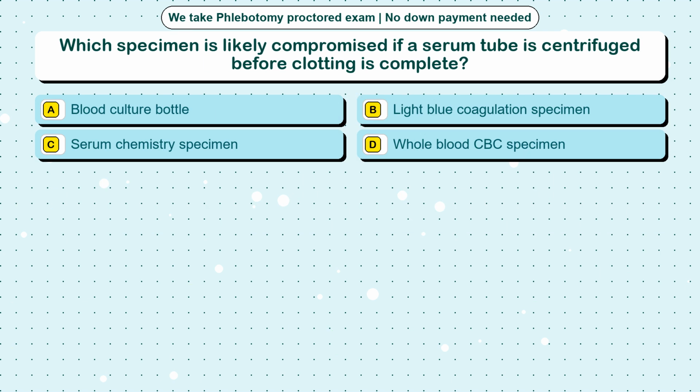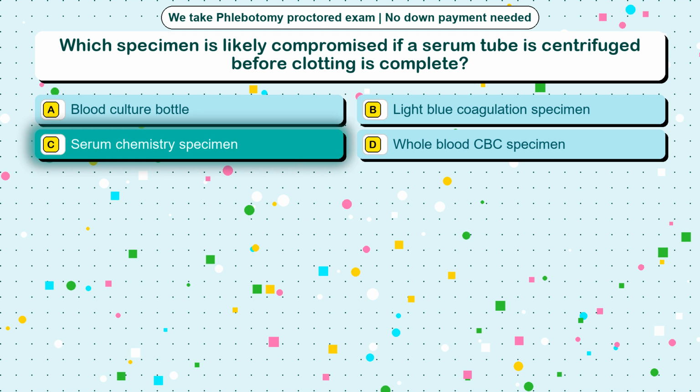Question 65. Which specimen is likely compromised if a serum tube is centrifuged before clotting is complete? Option A. Blood culture bottle. Option B. Light blue coagulation specimen. Option C. Serum chemistry specimen. Option D. Whole blood CBC specimen. The correct answer is option C.